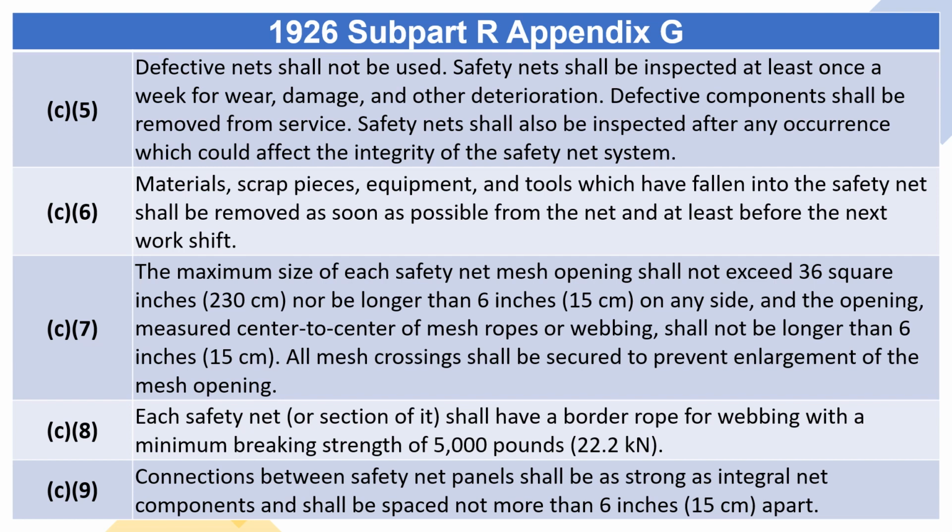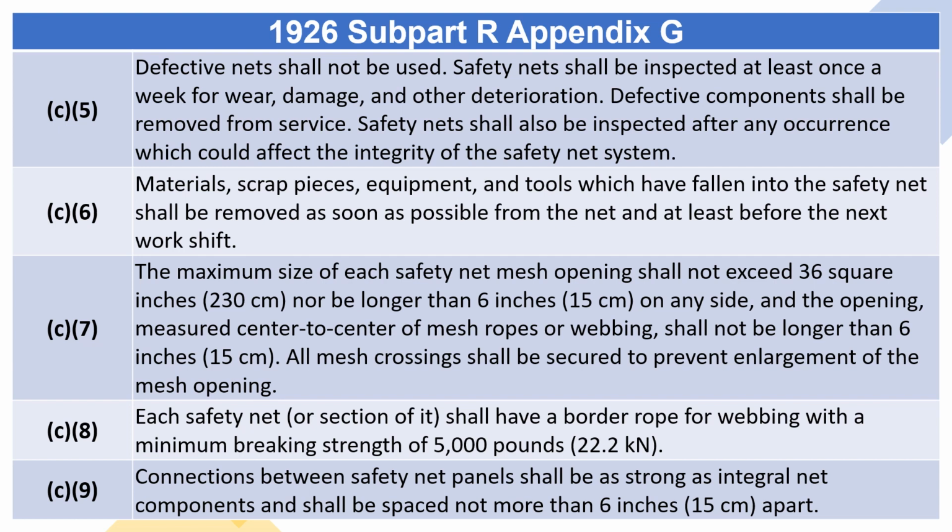C.7. The maximum size of each safety net mesh opening shall not exceed 36 square inches, 230 square centimeters, nor be longer than 6 inches, 15 centimeters on any side, and the opening, measured center to center of mesh ropes or webbing, shall not be longer than 6 inches, 15 centimeters. All mesh crossings shall be secured to prevent enlargement of the mesh opening.